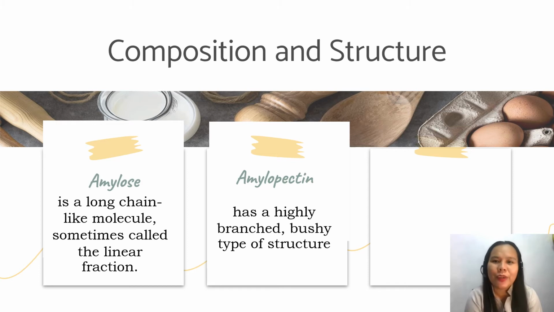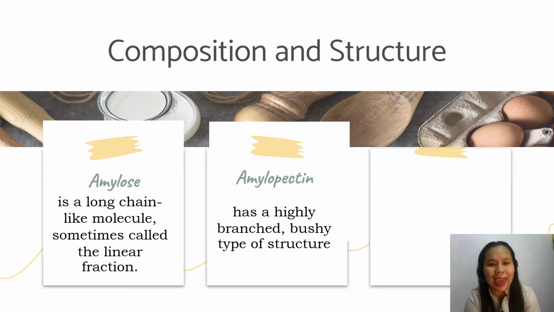And to give you more information about the starch in cereals, let us discuss its structure and composition. There are two types of starch molecules. They are called amylose and amylopectin. Amylose is a long chain-like molecule, sometimes called the linear fraction, and is produced by linking together 500 to 2,000 glucose molecules. What is its function in food? It is responsible for the gelling characteristics of starch when they are cooked and cooled.